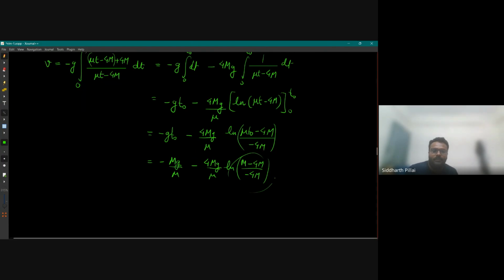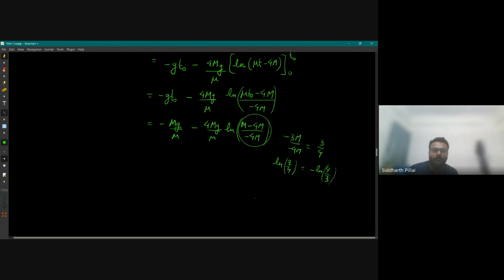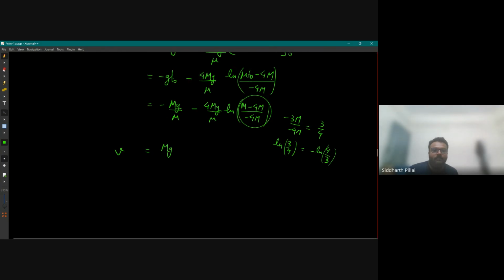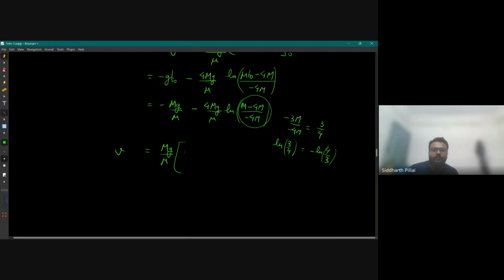I'll just look at this part. I don't want to write the whole thing again. So this is basically minus 3m by minus 4m, which is just 3 by 4. ln 3 by 4, I can write as minus ln 4 by 3. So minus and minus becomes plus. Finally, we are solving for velocity, right? I can take mg by mu common. I will get 4 ln 4 by 3 minus 1. This would be your final answer.